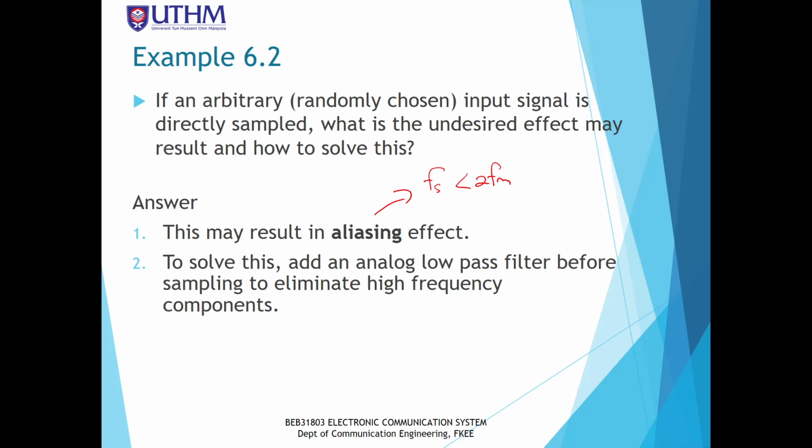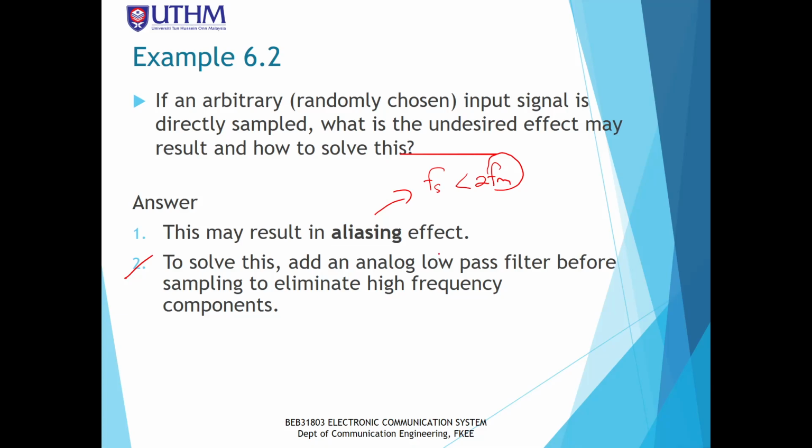Okay, that means the input frequency is higher than the sampling rate. So to solve this problem, that means we need to make sure that the input frequency is lower. To ensure this from not happening, we need to introduce a low pass filter. Okay, so that low pass filter before the sampling.